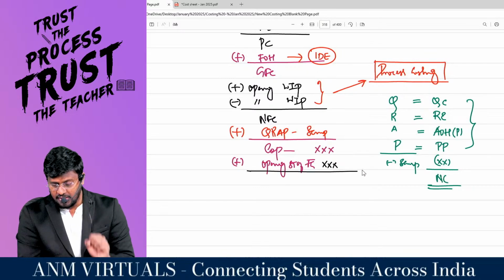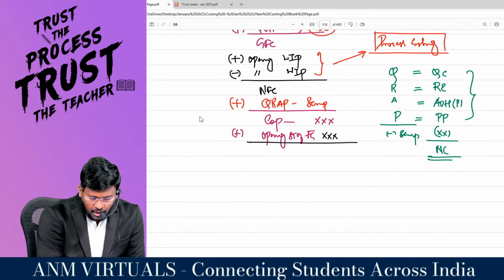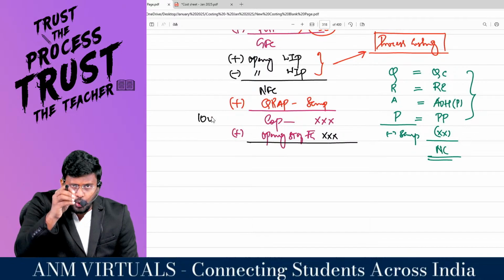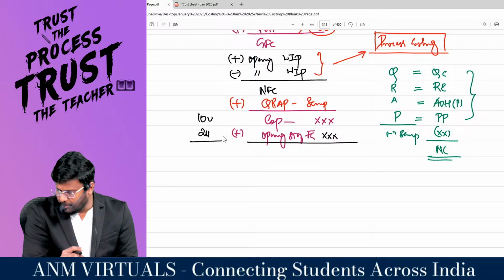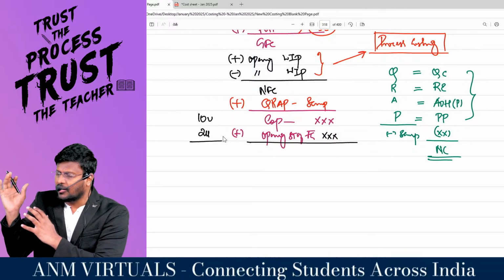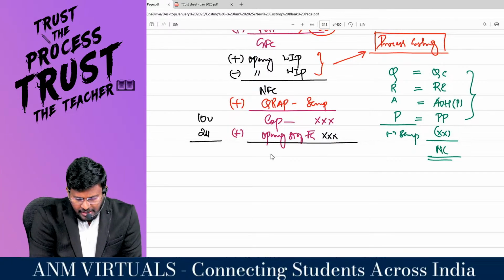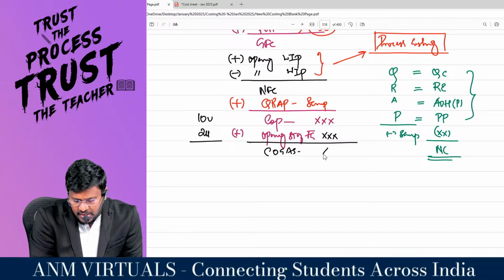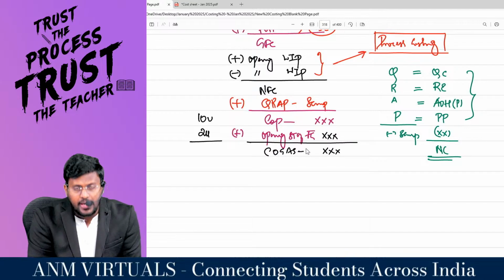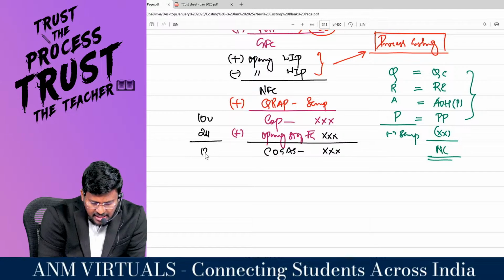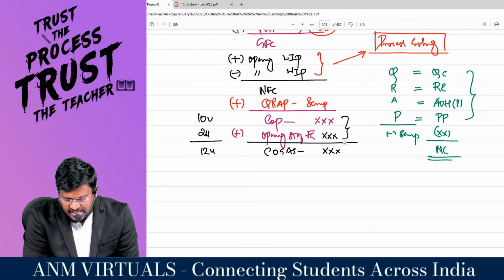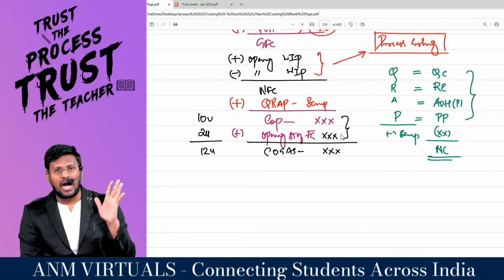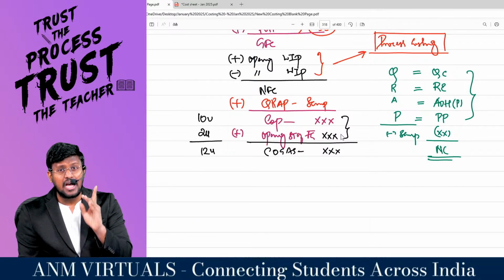That means, for example, 10 units I have produced during this period. Already 2 units were produced during the last period and have not been sold. That means I will get the COGAS, cost of goods available for sale. Maximum I can sell 12 units. That's what COGAS, cost of goods available for sale.